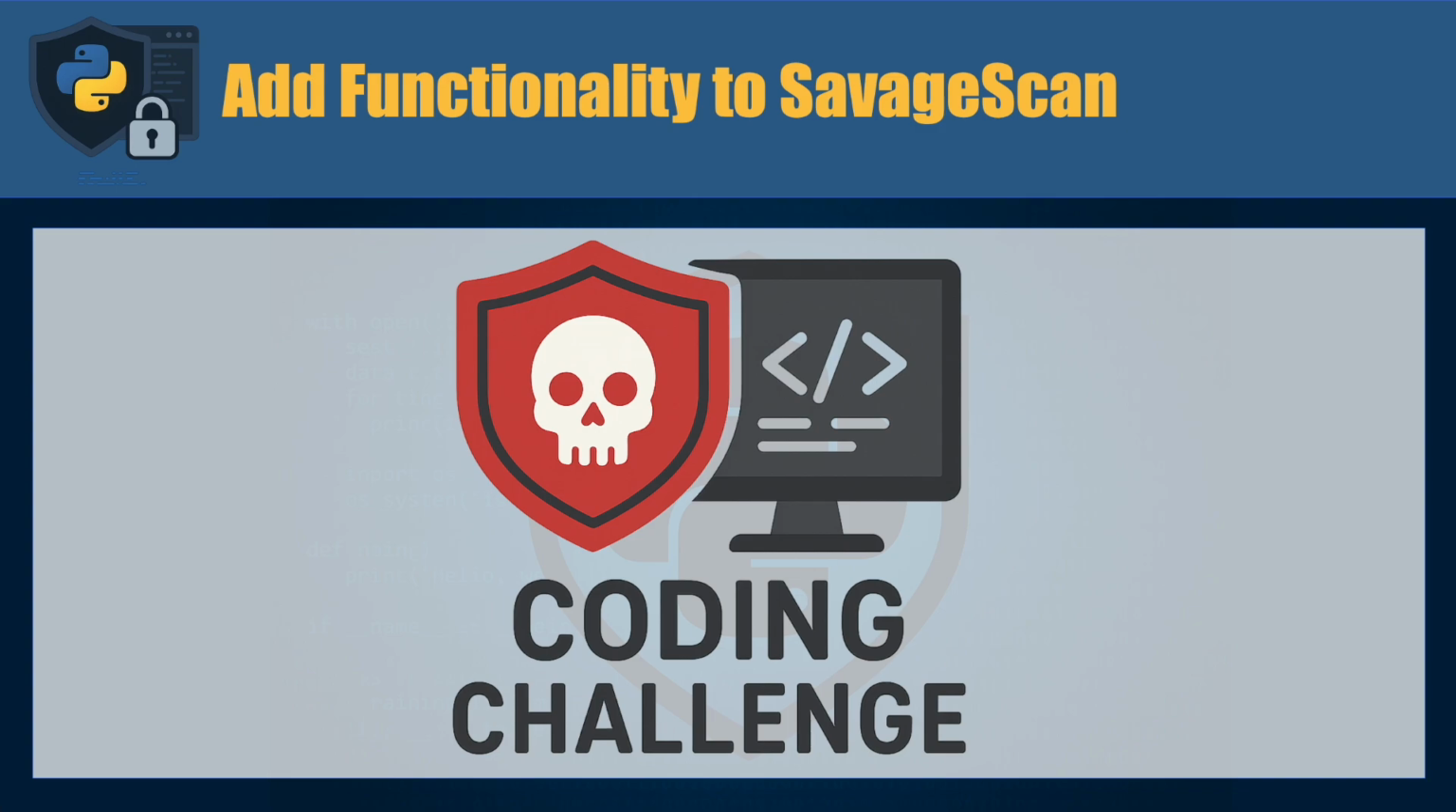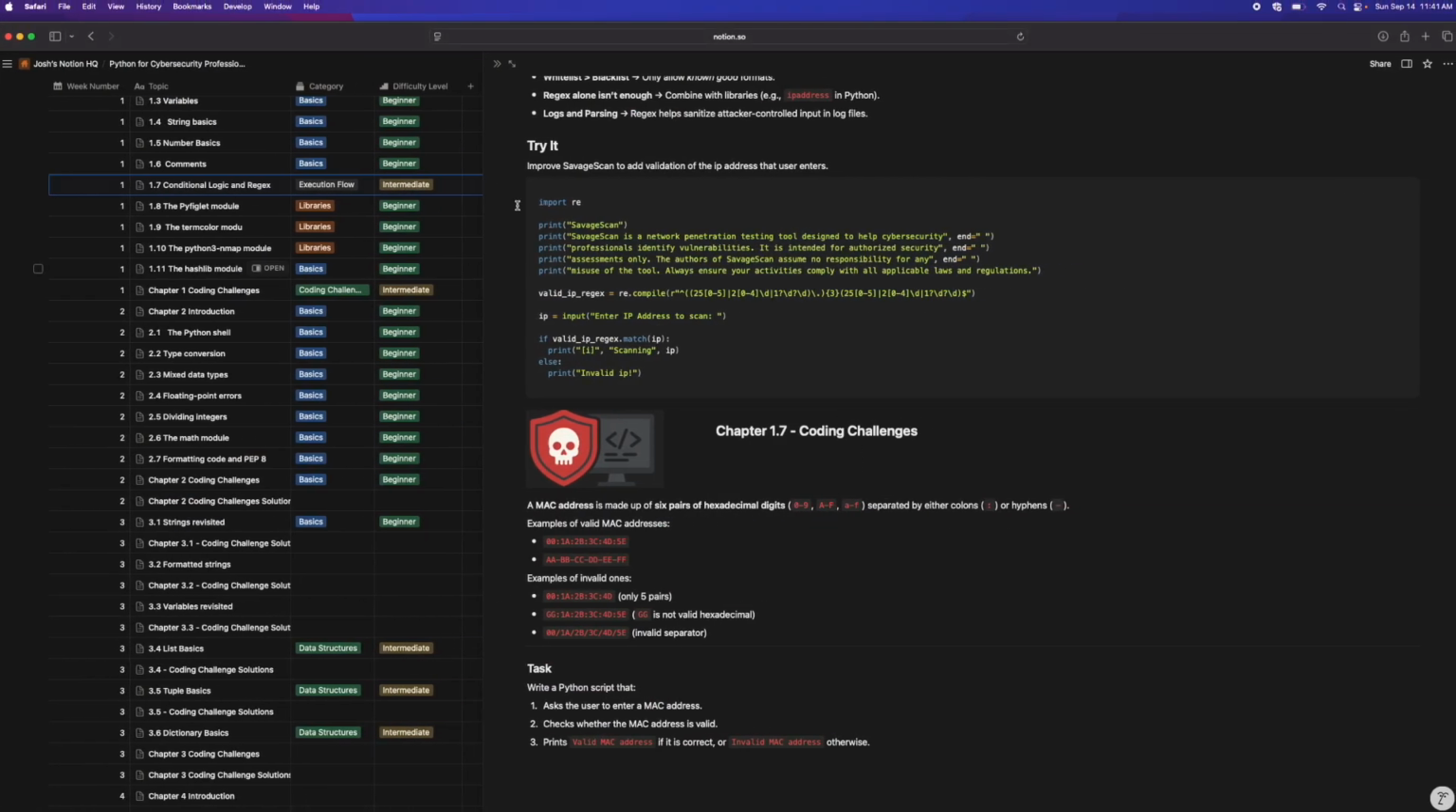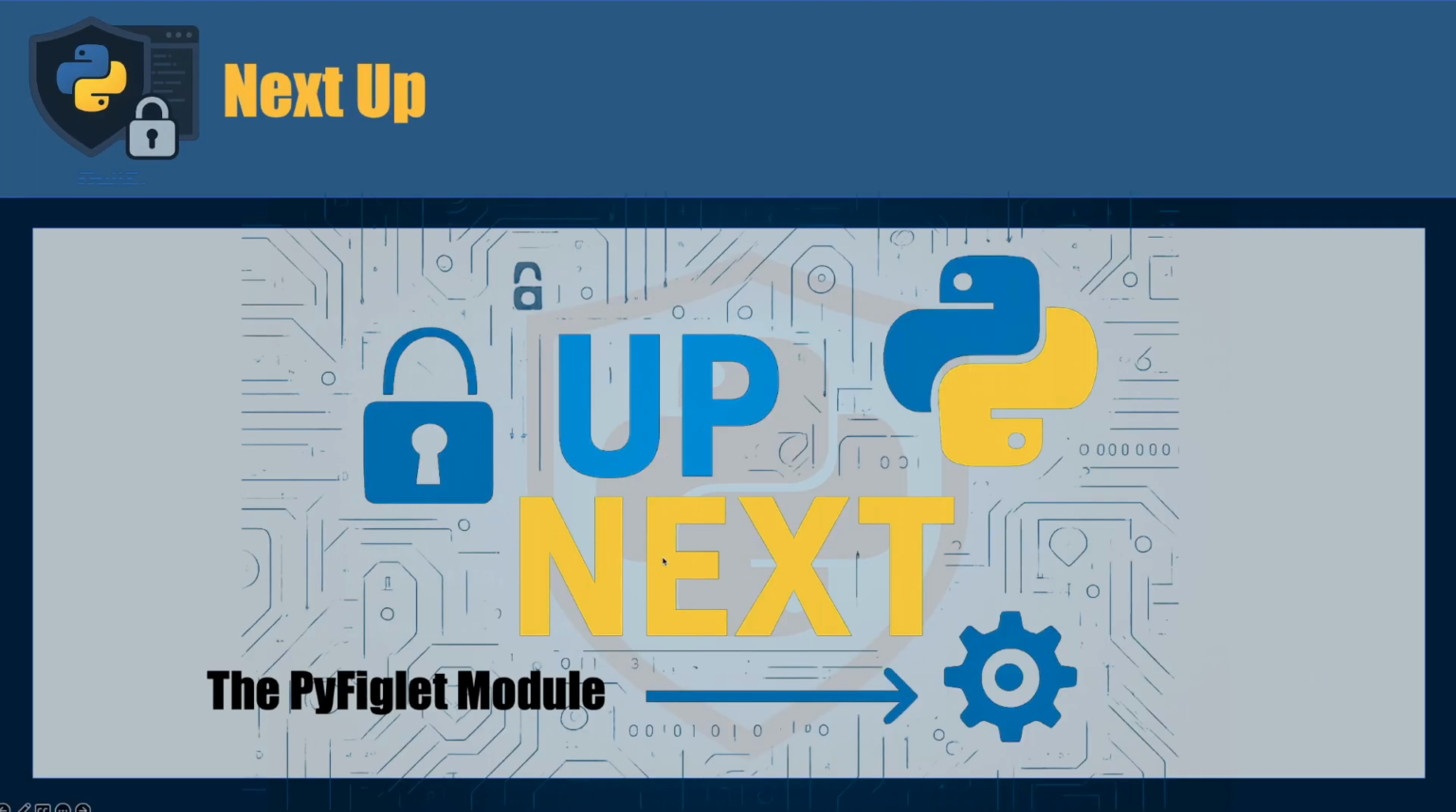All right, there are some coding challenges for you. If you jump into the walkthrough material, you can see that for chapter 1.7, there's a coding challenge to validate a MAC address. So take a look at that challenge. And then before we jump into the PyFiglet module, we'll actually apply the concepts that we learned in this module to our Savage Scan utility and have our Savage Scan utility validate IP addresses. And we'll create a better regular expression that will actually validate IP addresses.